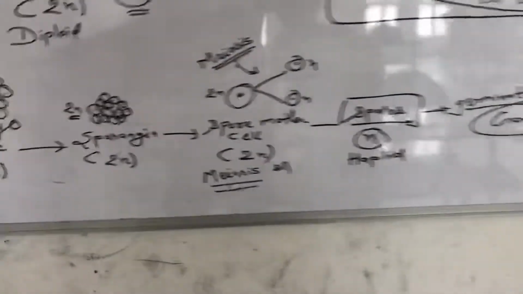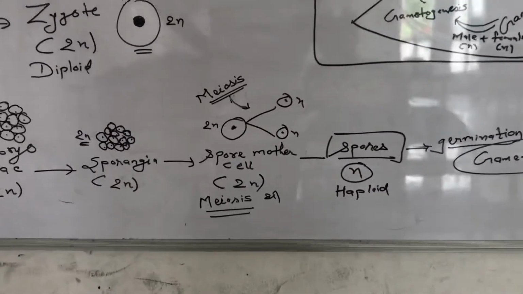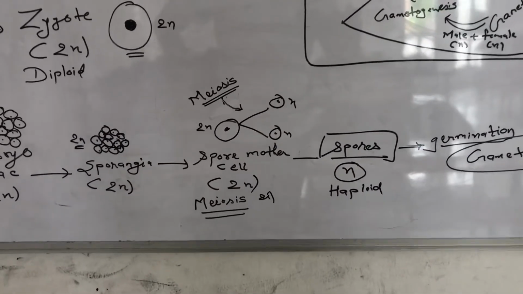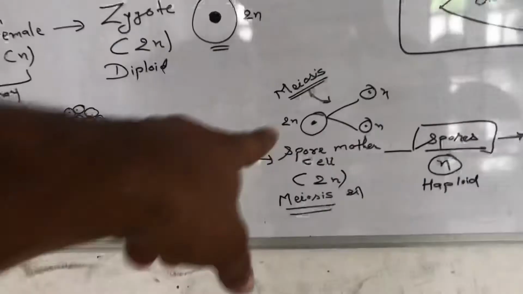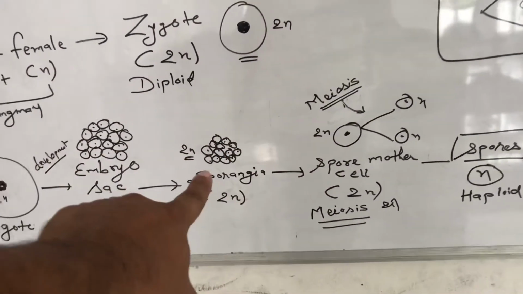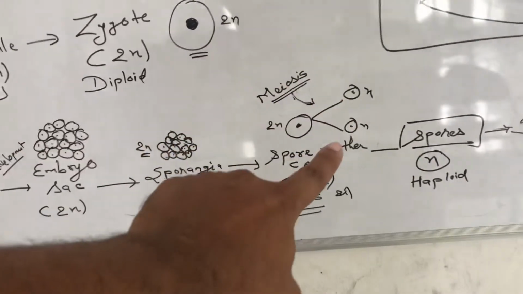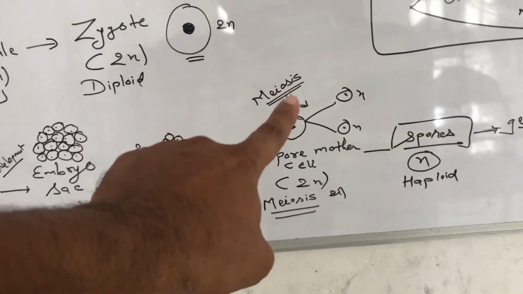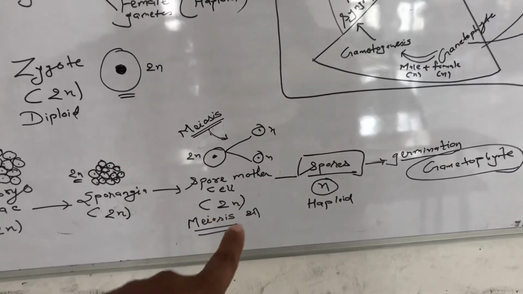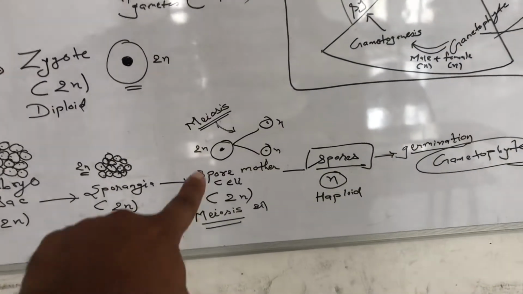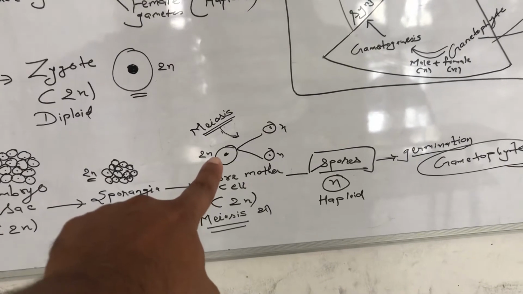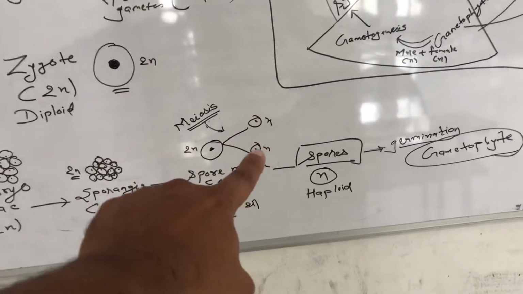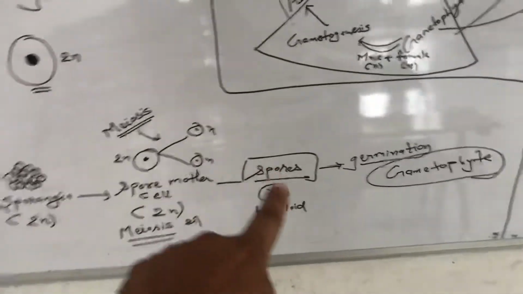From the sporangia, we all know there will be spore mother cells, so many cells will be there. Each spore mother cell goes through meiosis, as I explained here. The spore mother cell, which is diploid in nature, goes through the process of meiosis and produces haploid spores.